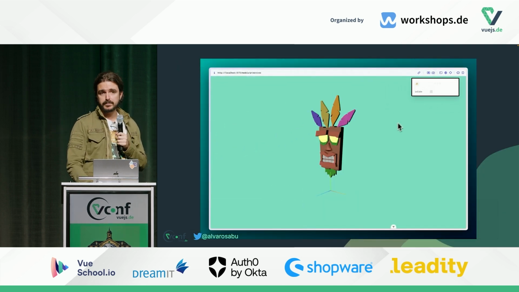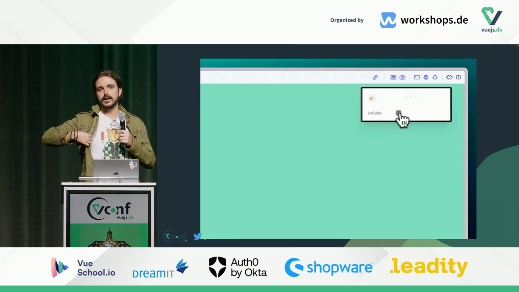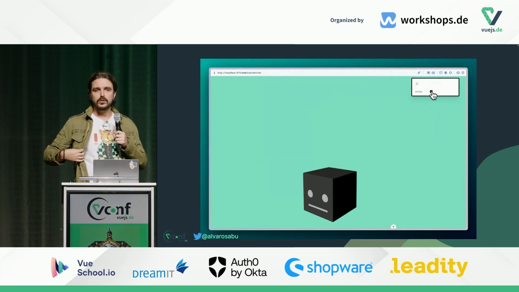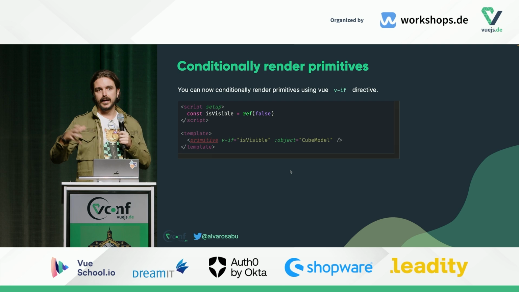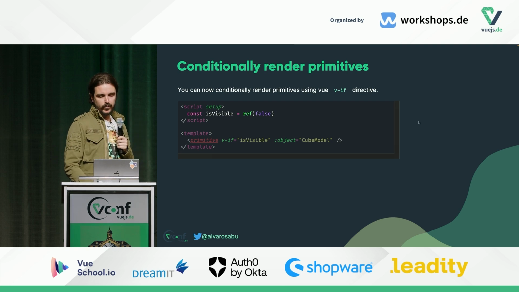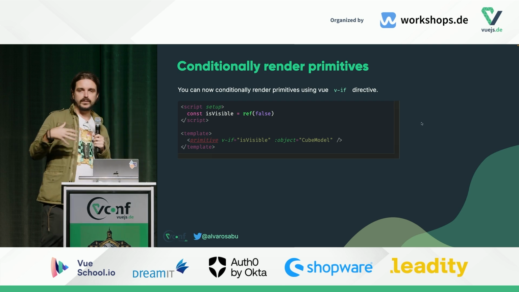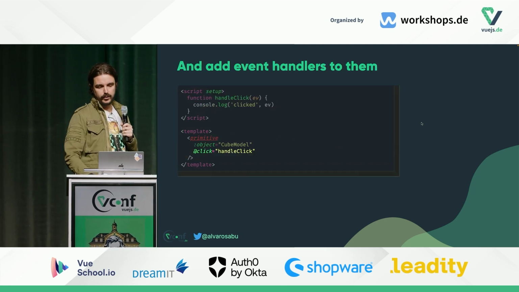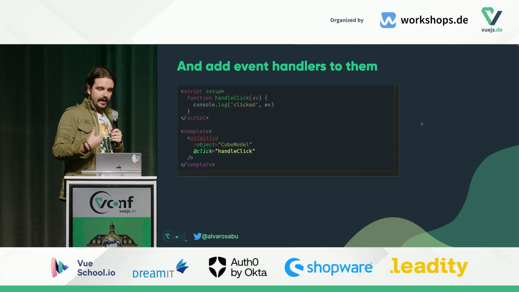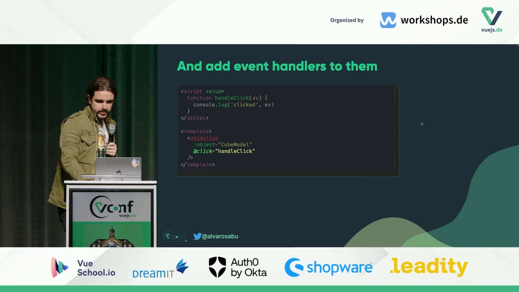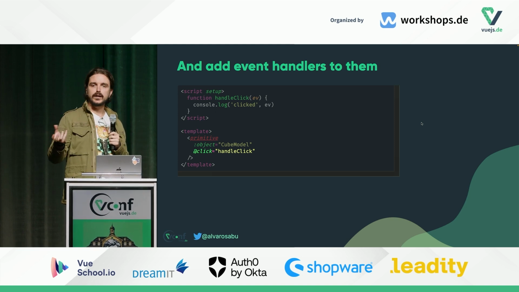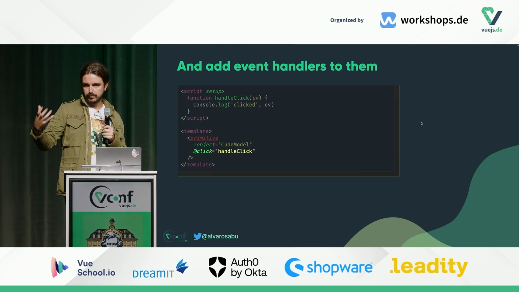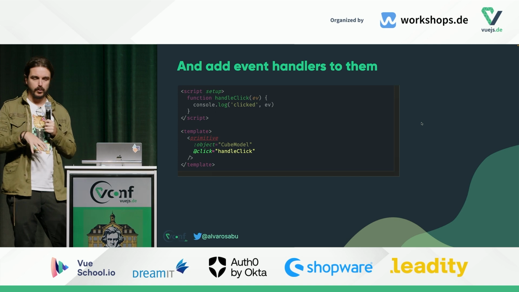Really useful for gaming. If you want to change the character's armor, or do a Baldur's Gate kind of editor. And we have also added conditional rendering, so we can use v-if to show or not show the component in the view. Then we added event handlers to them, which is kind of cool, because before you could not click on the objects. Now you can do it in the models. You can click the different parts of the model.